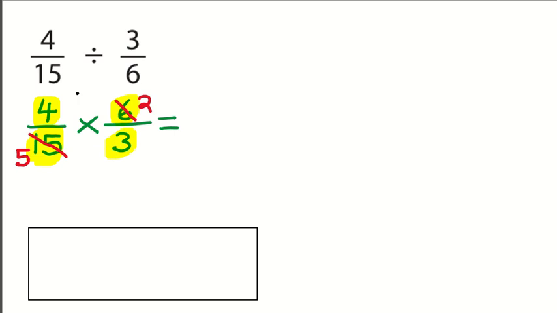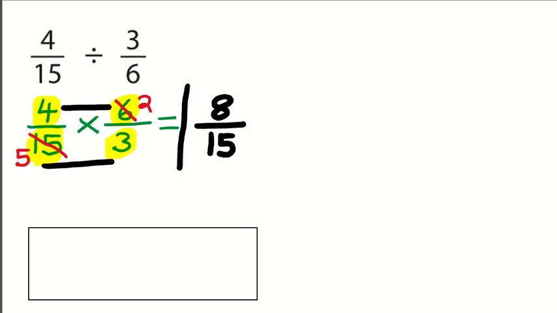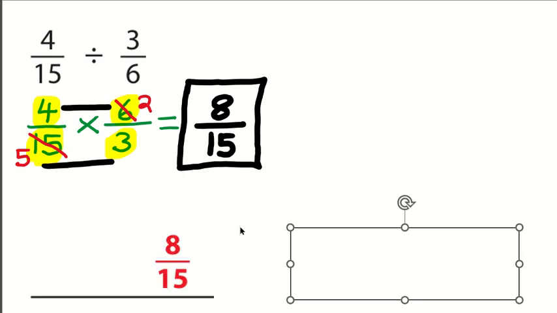So now I can just multiply across the top and the bottom. So 4 times 2 is 8. And then 5 times 3 is going to be 15. Now, this is in simplest form because it's not an improper fraction, so we don't have to write it as a mixed number. And the largest number that will divide into 8 and 15 is 1. So we're done. It's in simplest form, my friends.